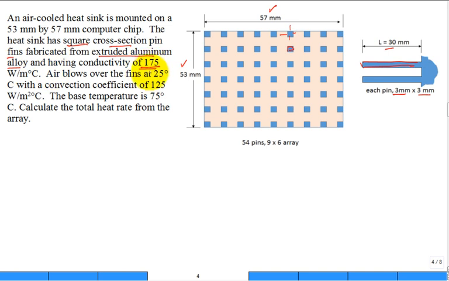The air blows over the fins. The air temperature T infinity is 25, and it has a convection coefficient of 125 watts per meter squared degree C. The base temperature is 75. Calculate the total heat rate from the array of pin fins. It's a heat sink with little pin fins sticking up, square, okay?